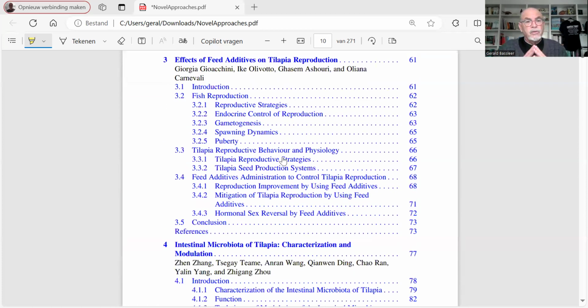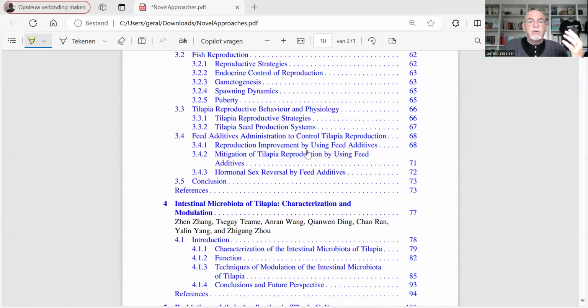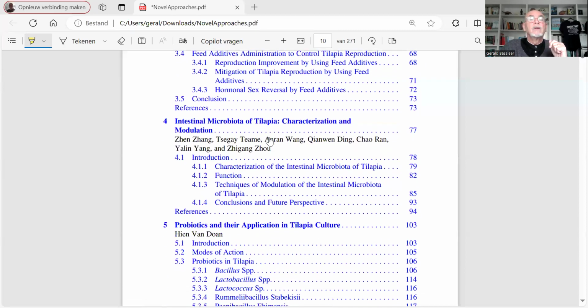Then they discuss the effects of feed additives on tilapia reproduction, particularly what can help for the reproduction, the behavior, the physiology, and also into control of tilapia reproduction. Interesting when you're a tilapia breeder or a cichlid breeder in general. It can help you a lot.